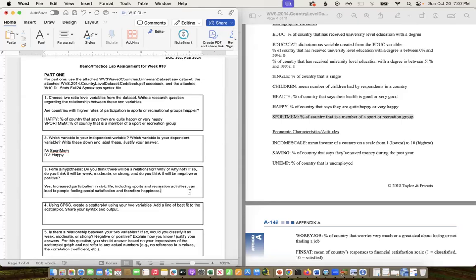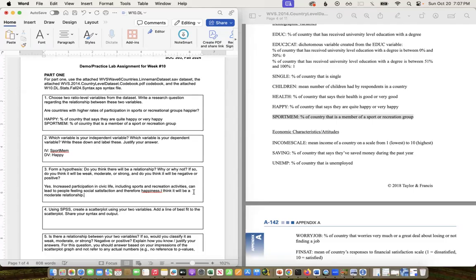Do I think it'll be weak, moderate, or strong? So I don't think this is going to be too strong. I think there's a lot of other things that would impact happiness. And we could think about, like, if health was one, you could have countries with a high level of health and low level of health, both having high levels or low levels of sports participation, right? So I don't think this is going to be the be all end all. I'm going to say I think it will be a moderate relationship.